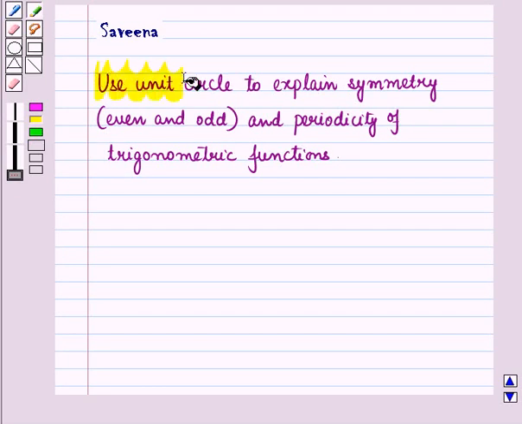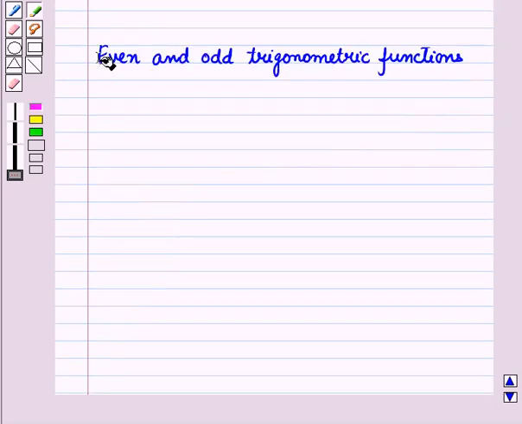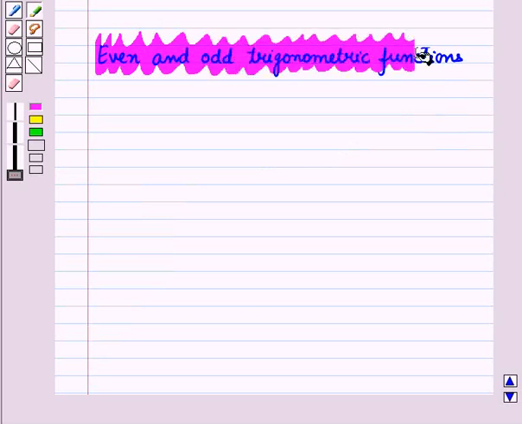In this session, we'll discuss symmetry, even and odd, of trigonometric functions and also their periodicity with the help of unit circle. First of all, let us discuss even and odd trigonometric functions.